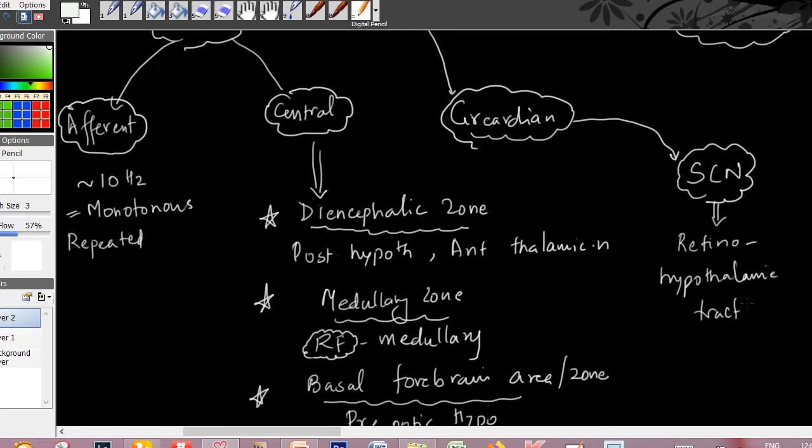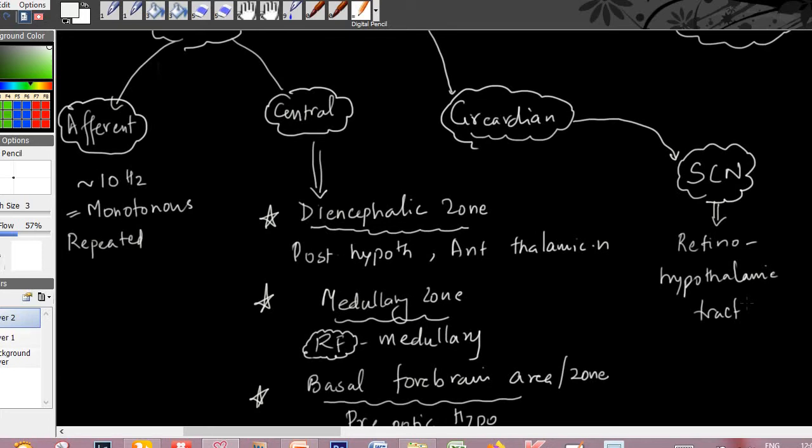It is very easy for the hypothalamus to know whether it is day or night from your retina, because it has direct access to your retinal activity, whether light is there or not. So these are the neural mechanisms: the afferent, central and circadian mechanisms.